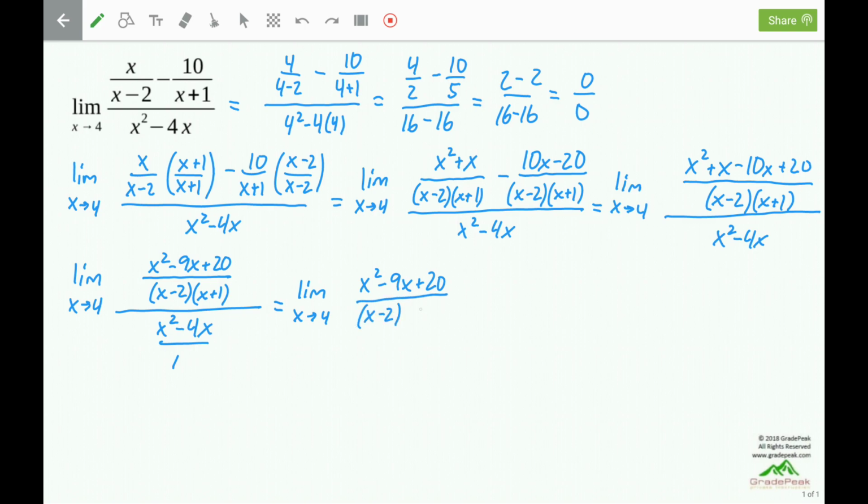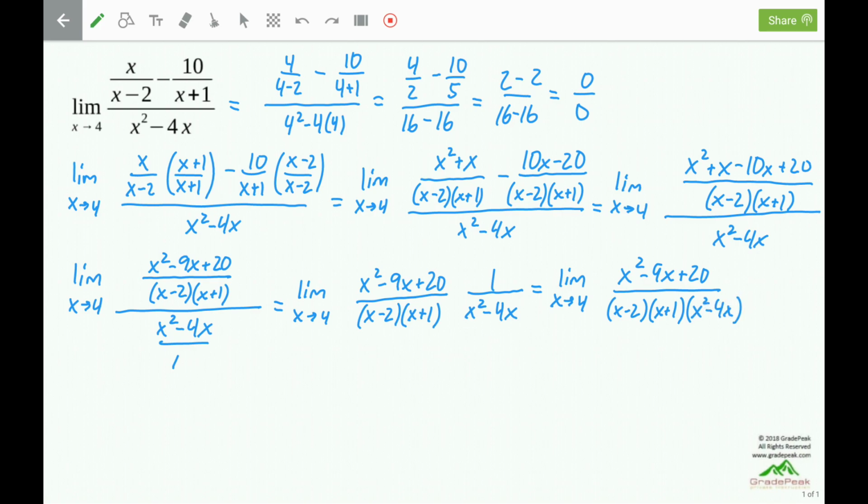over x minus 2, x plus 1. That's all the numerator. Reciprocate the denominator, so 1 over x squared minus 4x. And we can multiply these together now. Limit as x goes to 4 of x squared minus 9x plus 20 over x minus 2, x plus 1, and x squared minus 4x.